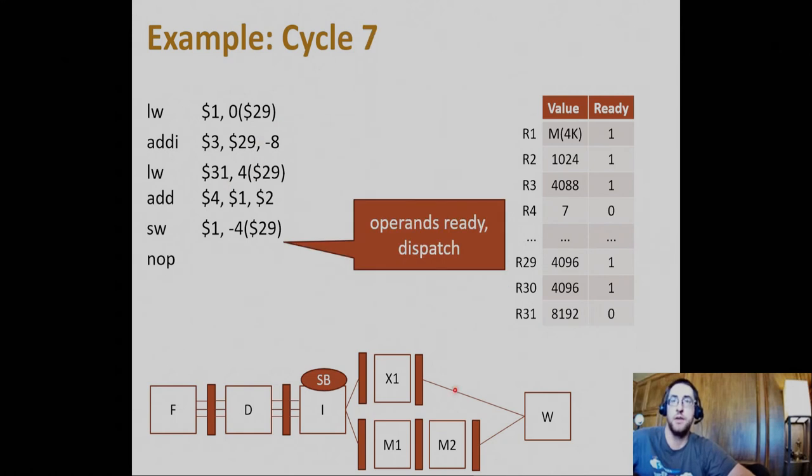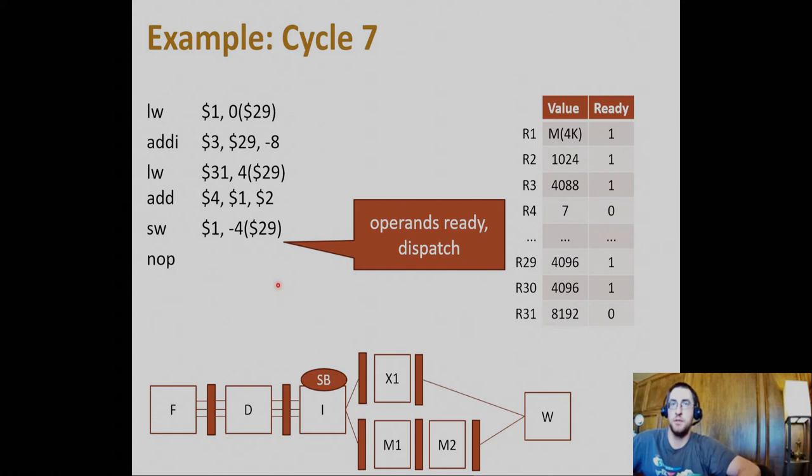In the next cycle, while these are dispatching, we clear the ready bits for R31 and R4. So R4 is not ready, R31 is not ready. By the way, the value in R1 is now whatever value is at memory location 4096. The value of R3 is equal to 4096 minus 8. I skipped showing you that the values update, but the values updated. The operands R29 and R1 are both ready, because R31 and R4 are not ready, but everything else is ready.